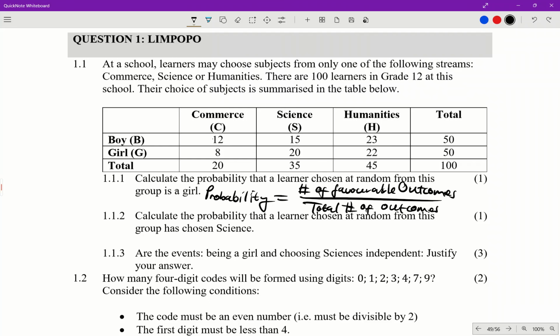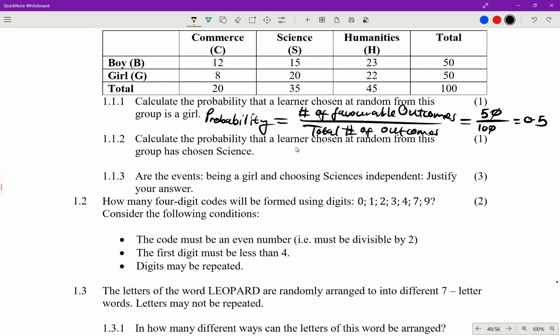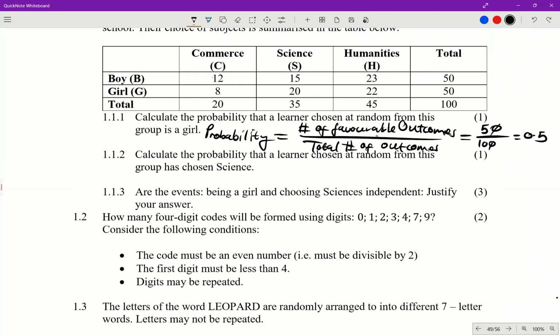The favorable outcome here is a girl being chosen at random. So you're just going to say, okay, these are the rows for girls, and the total there is 50. So you have 50 girls there. So that's 50 out of 100. This will give you 0.5. And again, guys, probability can be written as a fraction, a decimal, or a percentage. What you see here is a decimal.